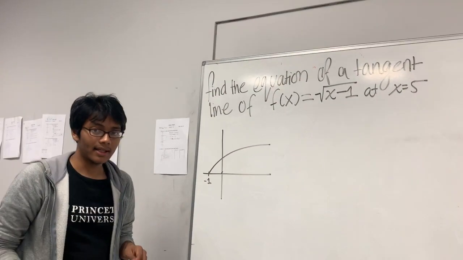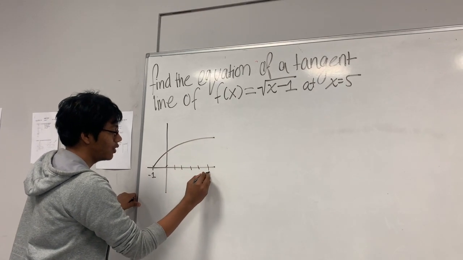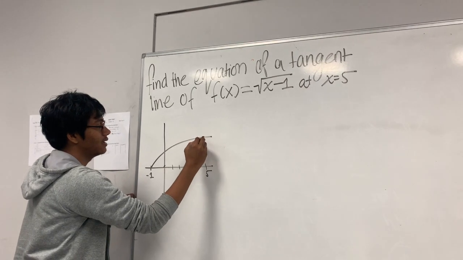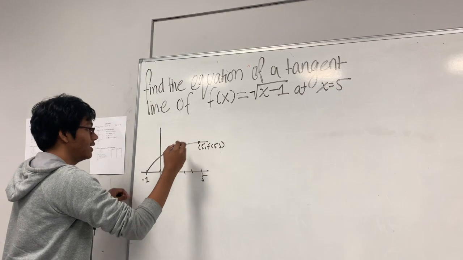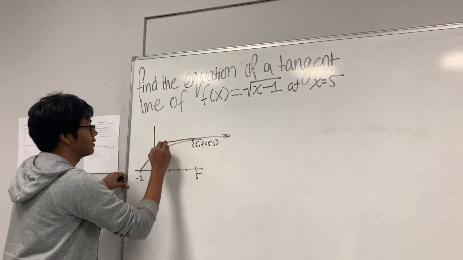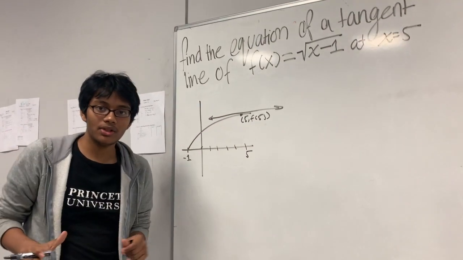So what are we being asked? What we're being asked here is to find the equation of the tangent line at x equals 5. So this is the point x equals 5, and we want to find the equation of the tangent line at x equals 5. So how do we do that?